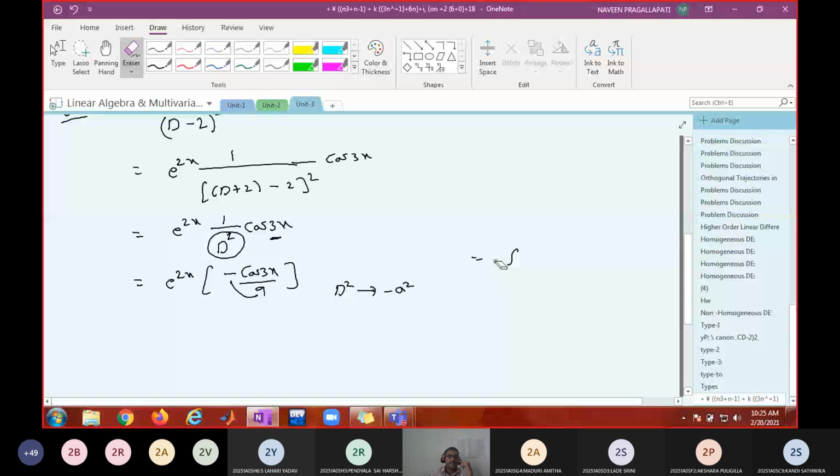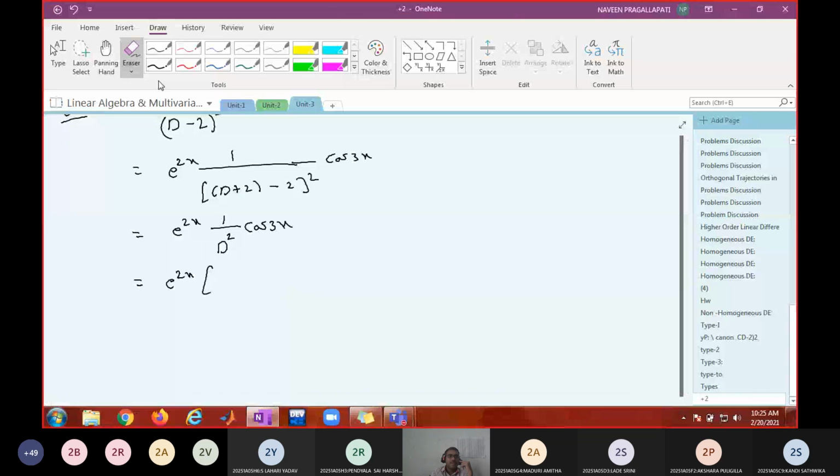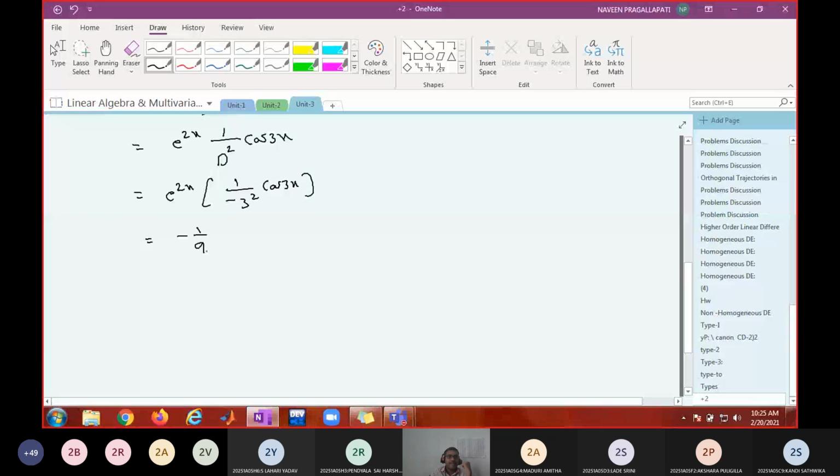So this is 1 by minus 3 square cos 3x. So the final answer is minus 1 by 9 e power 2x cos 3x. Shall I proceed?